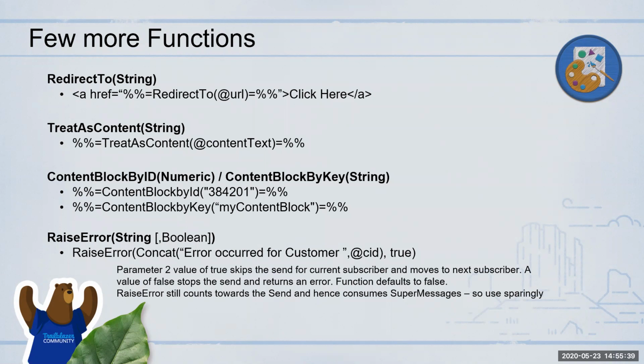You should use RaiseError where there are very rare chances of some error happening because of some condition. If that is the case, then that particular subscriber should not get that email. Then you can say raise this error for that particular customer.